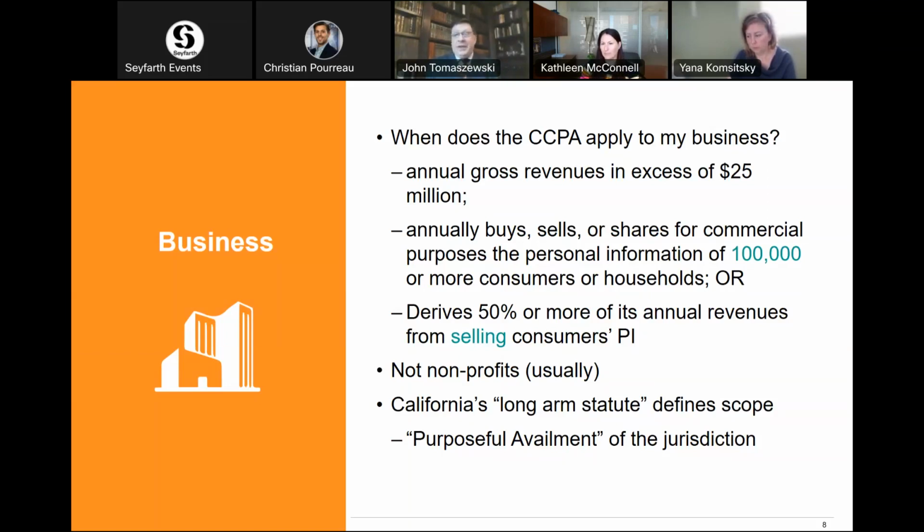The other one is if you don't have $25 million in revenue, but you buy, sell, or share for commercial purposes personal information of 100,000 or more consumers, that also would trigger you being a business. That number has gone up. Prior to 2023, it was 50,000, not 100,000. And the concept of buy and share has also changed a little bit.